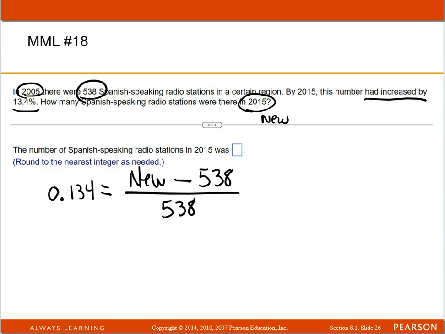So this one's actually going to be a little easier than the last one because the last one had two unknowns. And on this one, I'll just use the letter N for new. But it does have a fraction just like the last one.